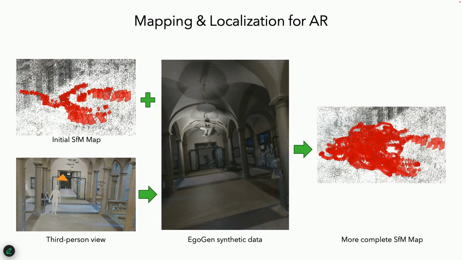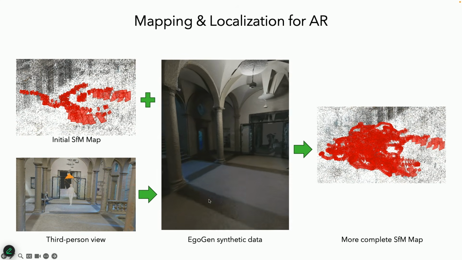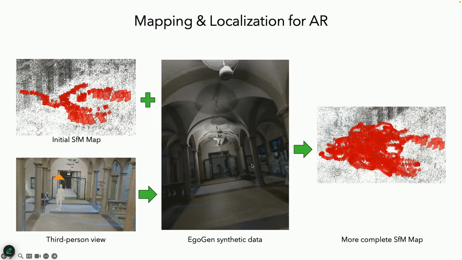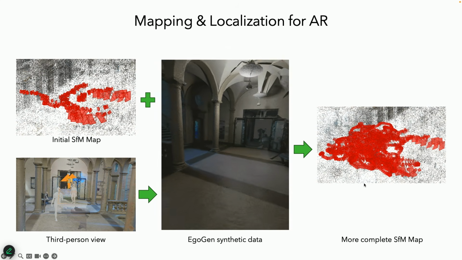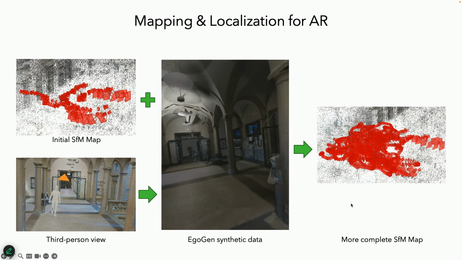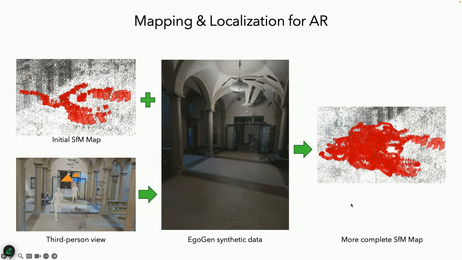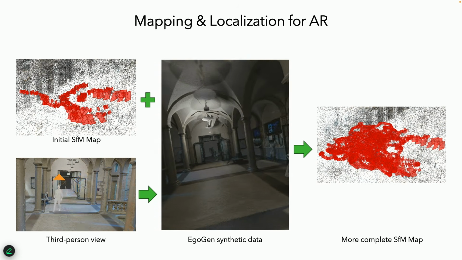by real humans, right? So with this initial structure from motion map and this synthetic data generated by EgoGen, we can create a much more complete structure from motion map for the Lamar data set, and we tested it on the test set. It actually gives better localization accuracy.